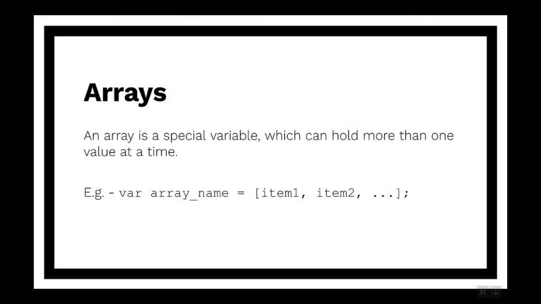An array is a special variable which can hold more than one value at a time. For example, you have an array of objects, an array of numbers, an array of strings. We'll be dealing with arrays a lot in this course. When you build very complex systems using Node.js, where you get data from the database and want to send the data to the front end, you'll be using arrays a lot.